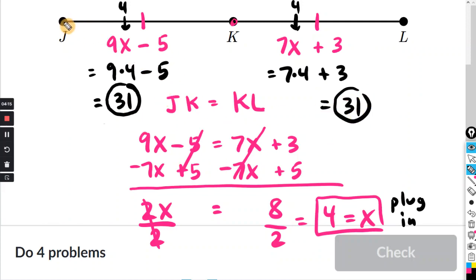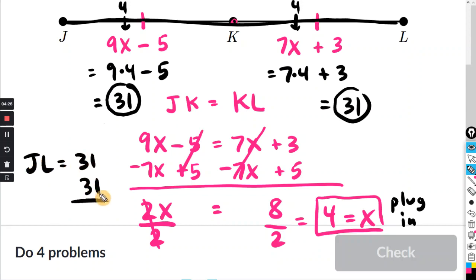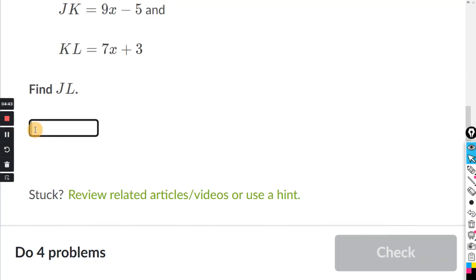And the whole thing going from J to L, you just add the 2 halves. So JL is just going to be 31 plus 31, which of course is 62. Final answer. And like I said, you could also do 31 times 2. That's the same thing. So click in the box and just type 62.